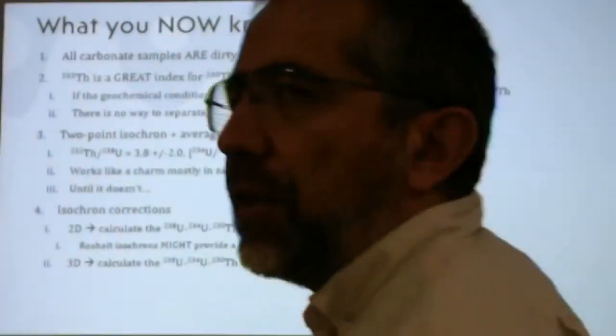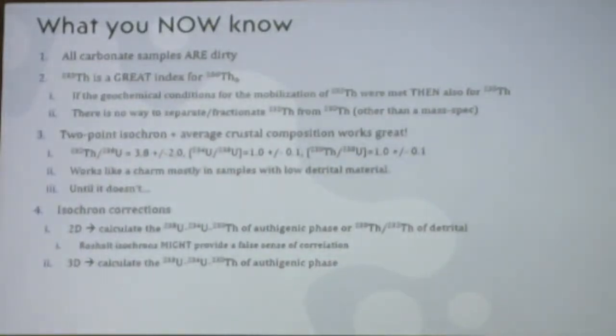So, what do you know now? We know that all carbonate samples are dirty, all of them. All stalagmites will have some degree of thorium-232. There is no way around it. If you have thorium-232 introduced into your sample, it basically means that you also introduced at least a tiny part of uranium. A two-point isochron will work great in most cases, particularly if you have low thorium-232.